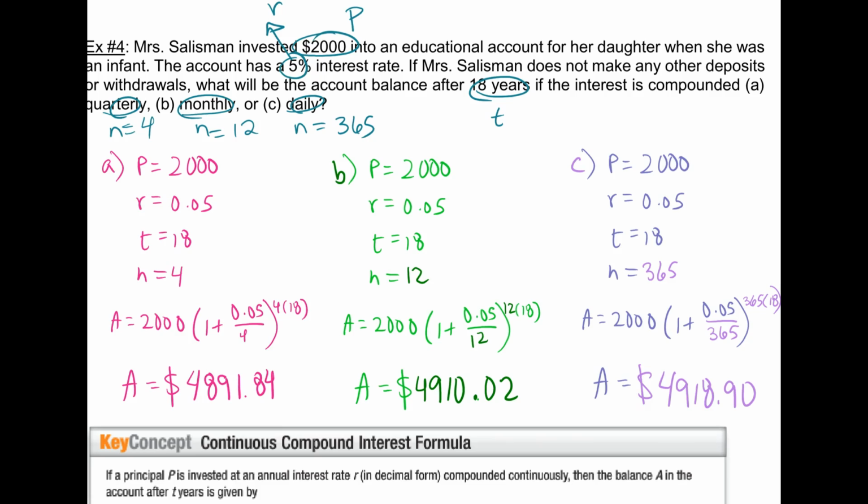And lastly, if I plug into part C, so 365 times a year, so that's once a day, I'm going to have, well, let's see, it's going to be about $30 more than I originally had. $30 more to compound every single day than once every 3 months. Go ahead, pause the video if you need to see the numbers.